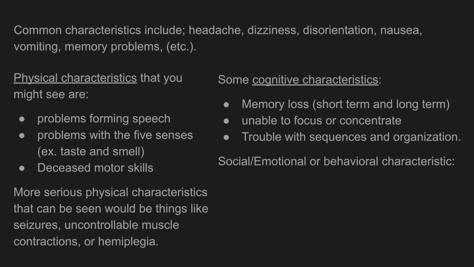Some physical characteristics that you might see are problems forming speech, problems with the five senses, and that's not just taste and smell, that's sight, touch, all of those. Decreased motor skills. And some more physical characteristics that you would see would be things like seizures, uncontrollable muscle contractions, muscle spasms, and hemiplegia.